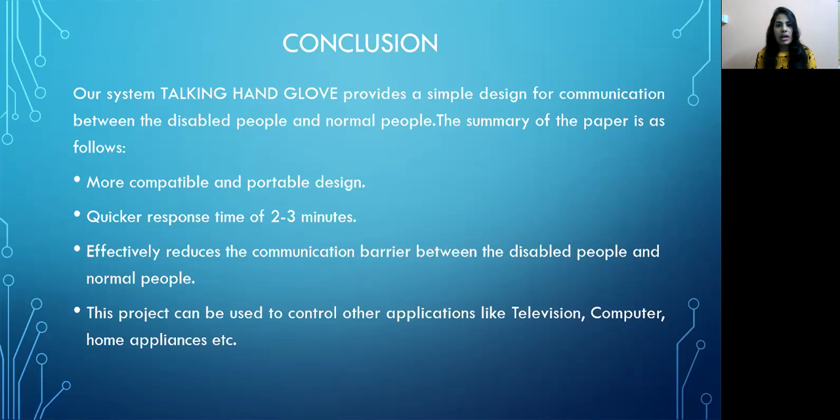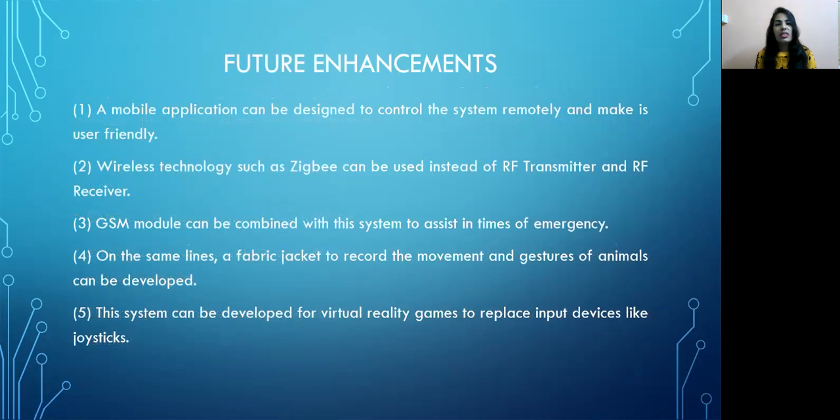And the last conclusion point is that this project can be used to control other applications like the television, the computer, or even video games. This proposed system can be enhanced in many different ways. A few of them are listed below.